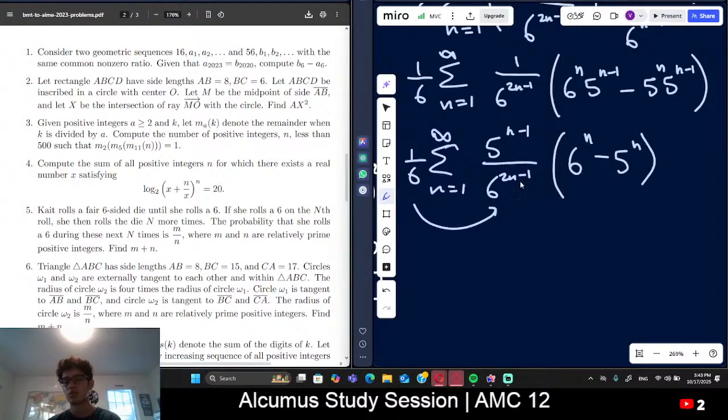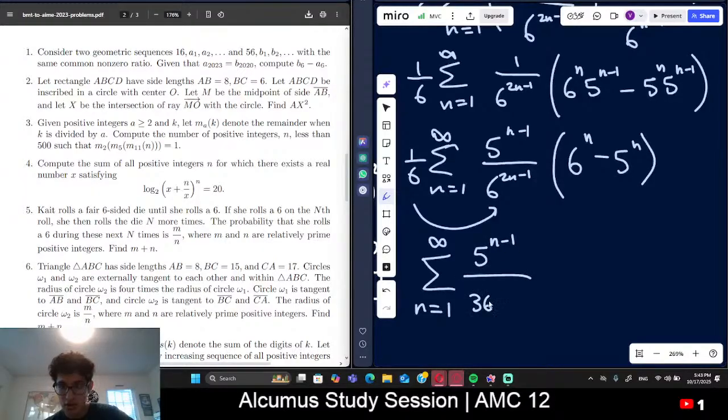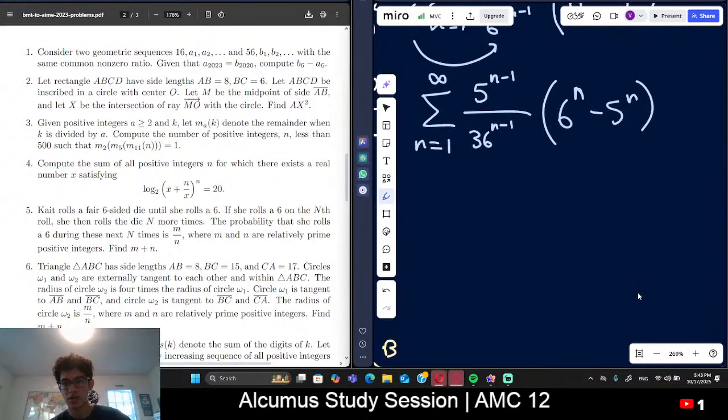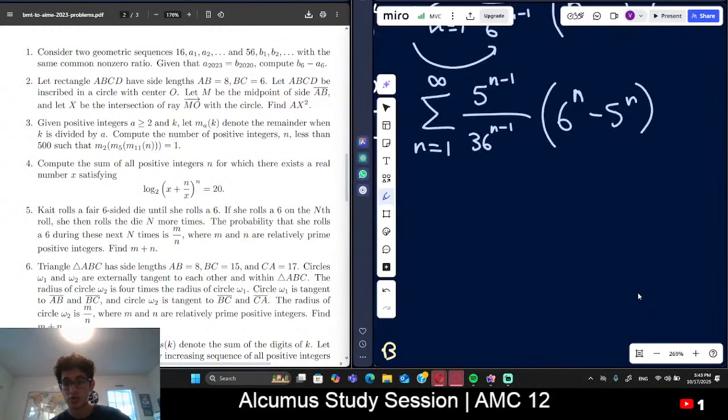Okay, wait. Yeah, let's do this. I'm moving the 1/6 back into this because I think it's in a better place over here, right? And so it's going to be 5 to the n minus 1 over 36 to the n minus 1, because the 6 will make this 2n minus 2, which can be rewritten like this. And now it's 6 to the n minus 5 to the n. How do we proceed from here?